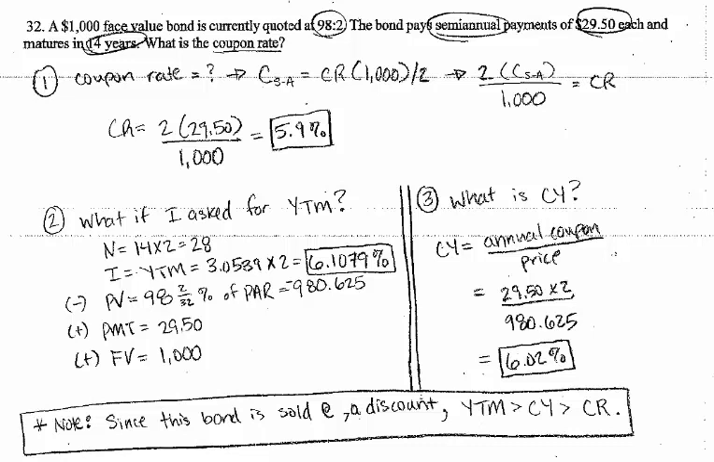So one interesting thing about the previous problem, number 31, is that you can check your math a little bit by conceptually understanding what the relationship between these three rates should be for a discount bond. Since this bond's at a discount, you expect yield to maturity to be the highest, and it is at 6.1%. Current yield to be next, it is at 6%, and then the coupon rate to be next, and it is at 5.9%. So if they didn't go in that right order, that would be a good sign to you that you must have made a mistake.